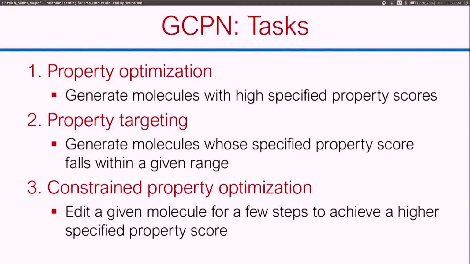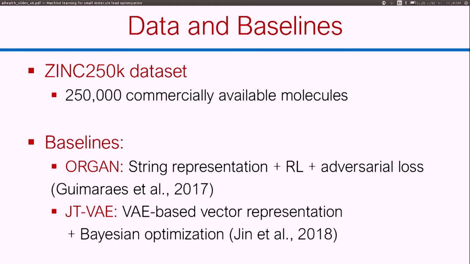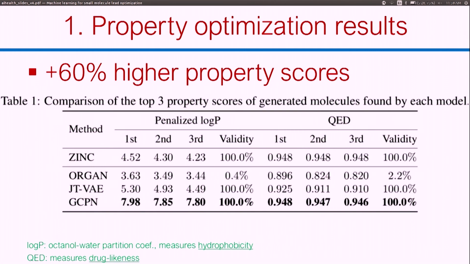And so we test this model on three tasks. Property optimization, where we just want to optimize the score of generated molecules. We also do property targeting, where we want to generate molecules that have properties that fall within a specified range. And then also constrained property optimization, where given a starting molecule, we want to edit it to increase one of its scores. And so, yeah, we use a set of commercially available molecules as our realistic data set, and then we compare our work with two baselines.